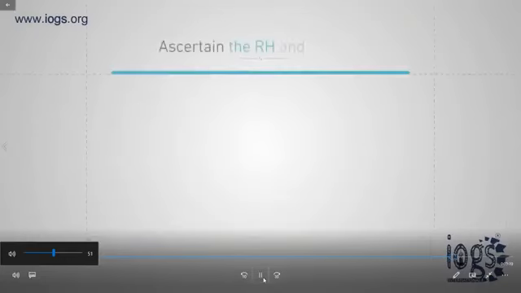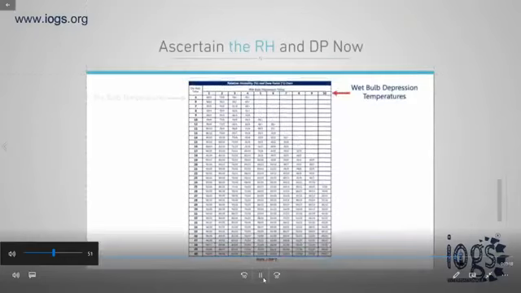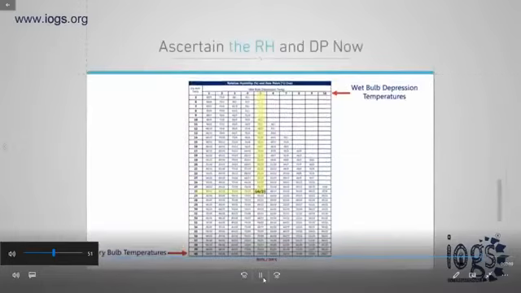Both the dry bulb temperature and wet bulb depression are located on the vertical and horizontal axes, respectively, of the psychrometric tables. The point where the two temperatures cross indicates the relative humidity or dew point.